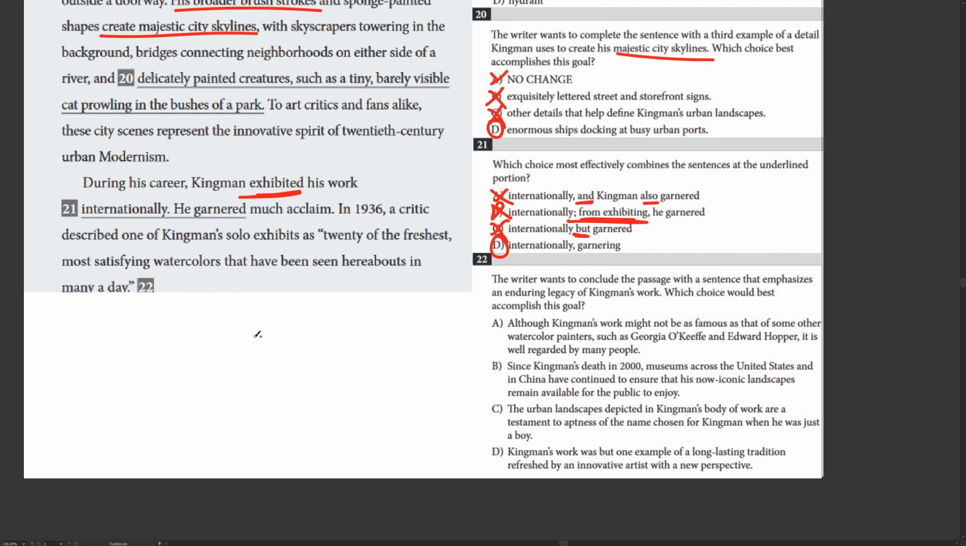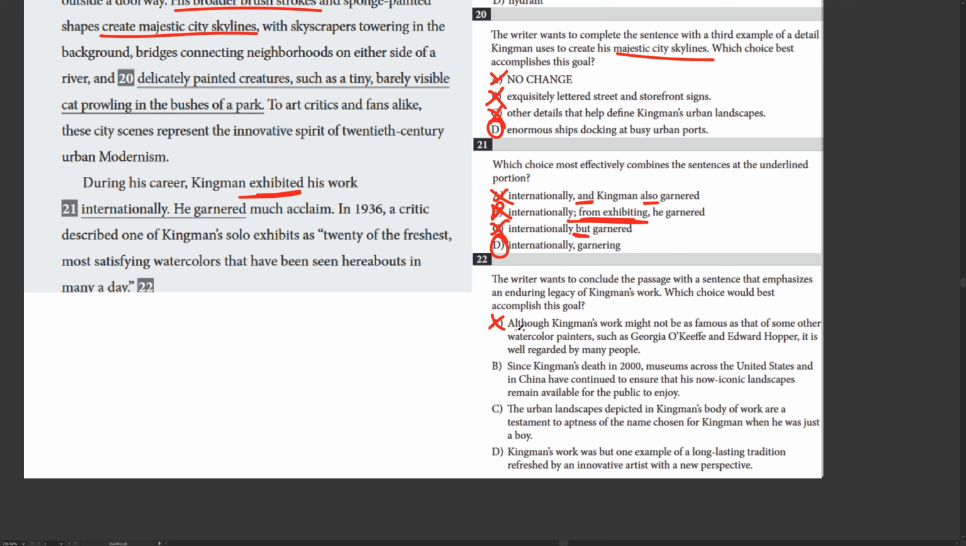The writer wants to conclude the passage with a sentence that emphasizes an enduring legacy of Kingman's work. Which choice would be the best to accomplish this goal? So A represents a contradicting view. The first part of the sentence says, although Kingman's work might not be as famous as that of some other watercolor painters. So we're not going to go with that because it brings up a differing view from what the author, or at least the question, wants us to convey. So we just scrap it because any sign of contradiction will make it invalid. If you want to convey a legacy, you wouldn't negatively compare an artist to other people. So A is going to be incorrect.